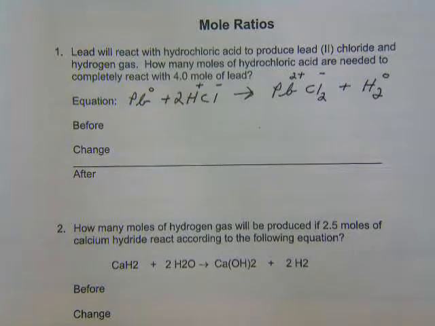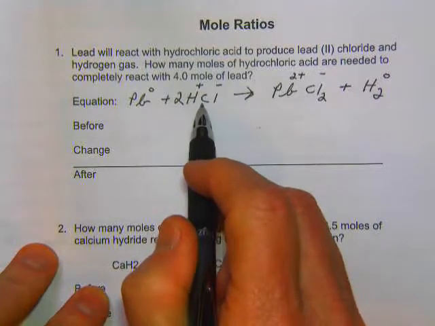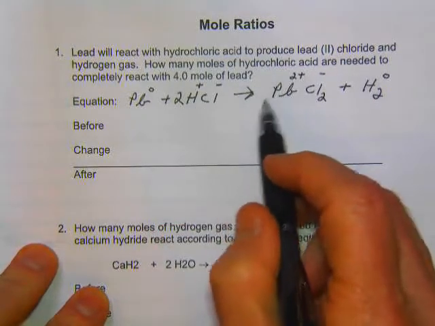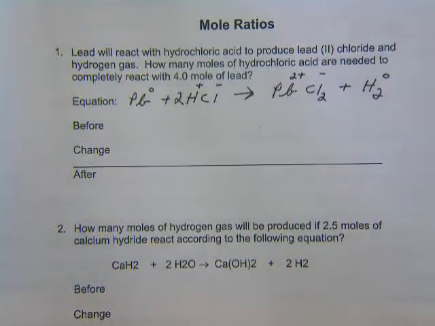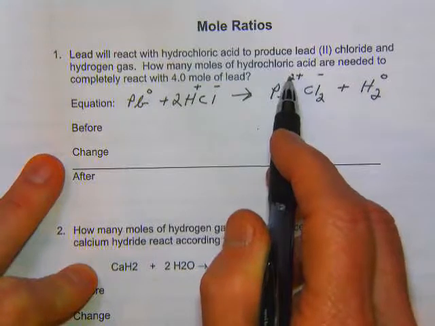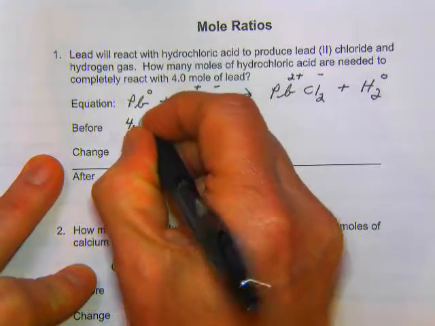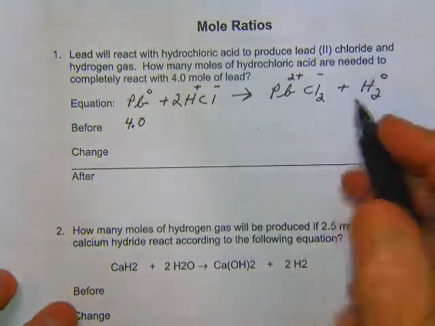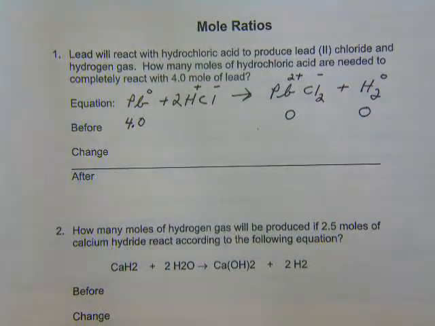So what this is really saying with the coefficients, 1 mole of lead reacts with 2 moles of hydrochloric acid, and it will give you 1 mole of lead-2 chloride plus 1 mole of hydrogen gas. Well, the whole idea with using the before, change, and after is to go ahead and put in some values here. Now we're saying how many moles of hydrochloric acid are needed to completely react with 4 moles of lead. Well, we've got 4 moles of lead. Now the before, there's no reaction, so our products are 0 and 0, because this is the before part.